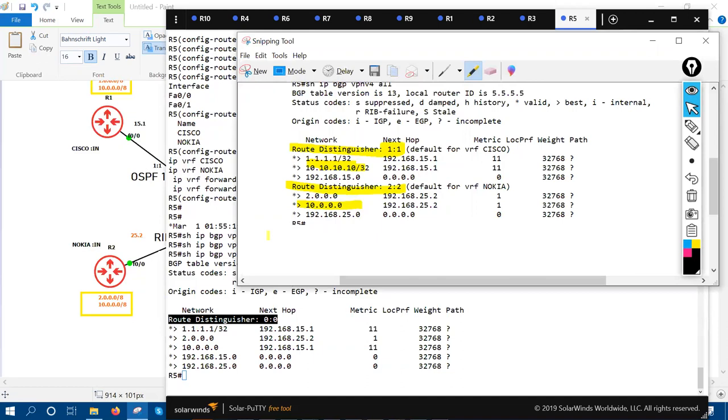Now, this point is clear. Why do we need an RD?